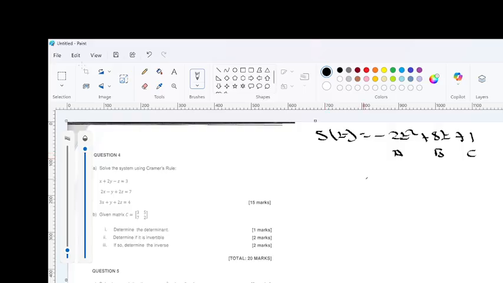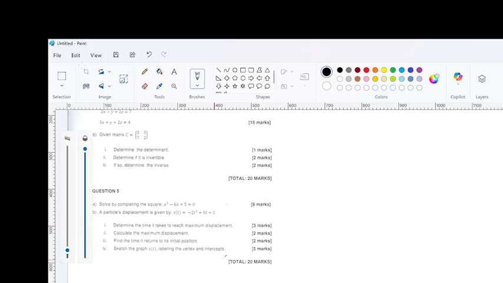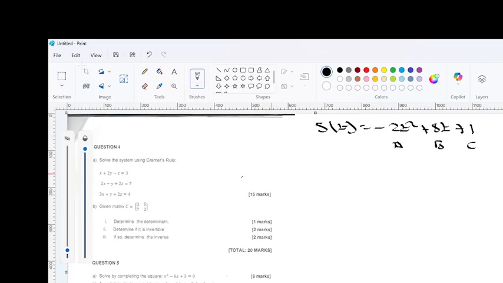Remember, when you find a question which says sketch this, I think I've seen a question which talks about sketching. Yes, question 4 here: sketch the graph of s(t), labeling the vertex and the intercepts. So now, the vertex and the intercepts.